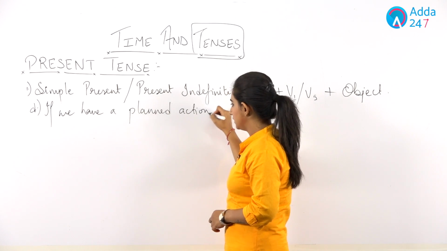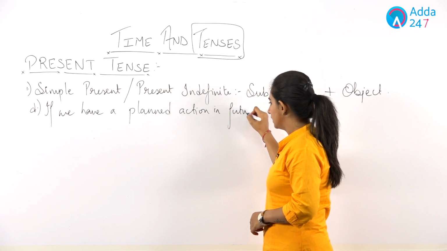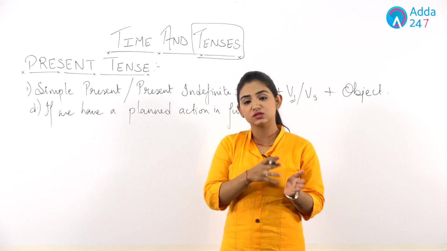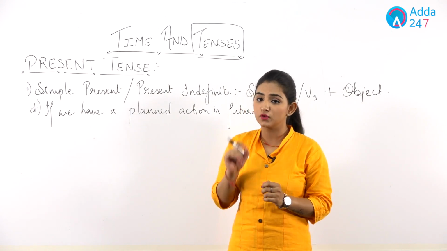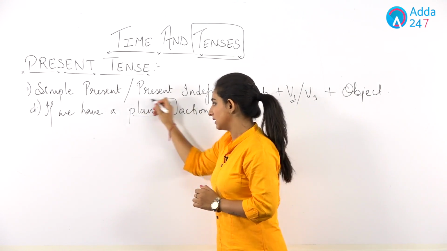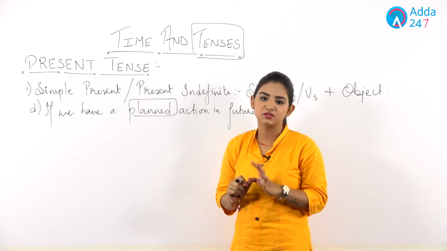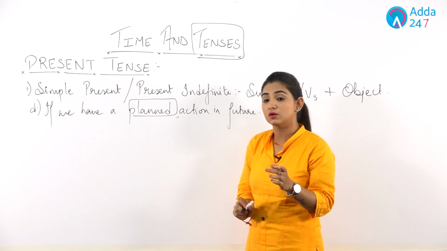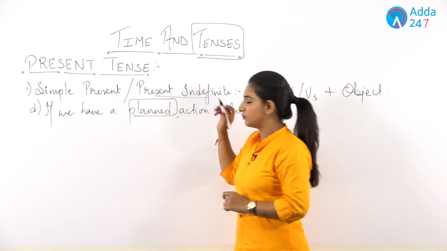Next is, if we have a planned action in future. Now what does the sentence say? It says we have an action or a task that is to be performed in the future, but it's planned. That means the date is fixed, the time is fixed. In that case, we will not write it in future tense, rather we'll use simple present or present indefinite.